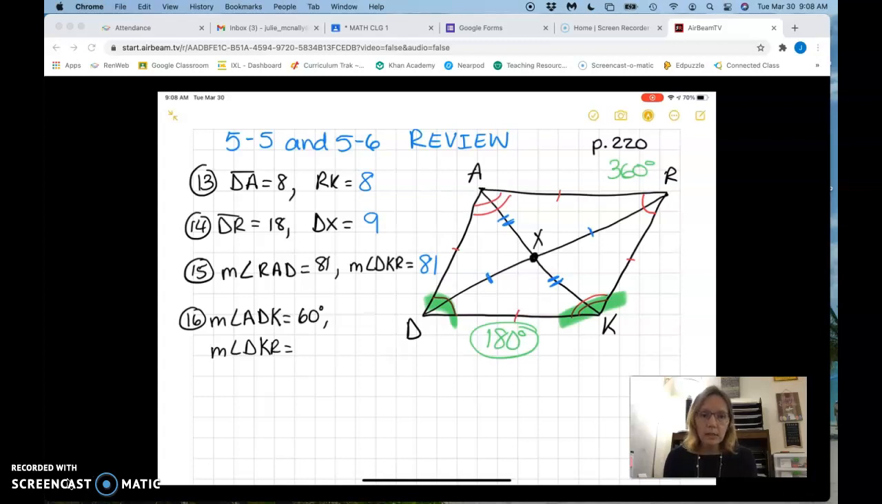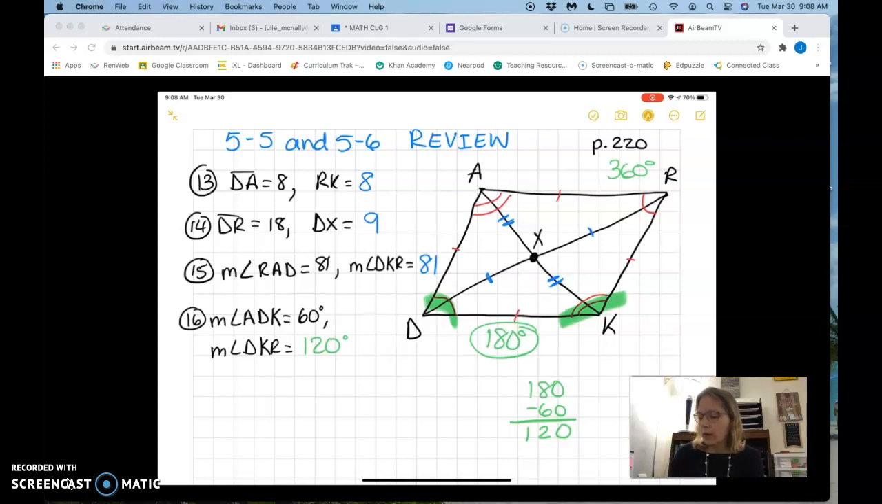You could use 360, you could add 60 plus 60, subtract it from 360, and then divide it by 2, and you'll get the same answer that I get by just subtracting 60 from 180. So I'm going to do 180 minus 60. It equals 120. Because consecutive angles are supplementary or equal 180 degrees. And that was one of our properties in the quadrilateral section. Okay?